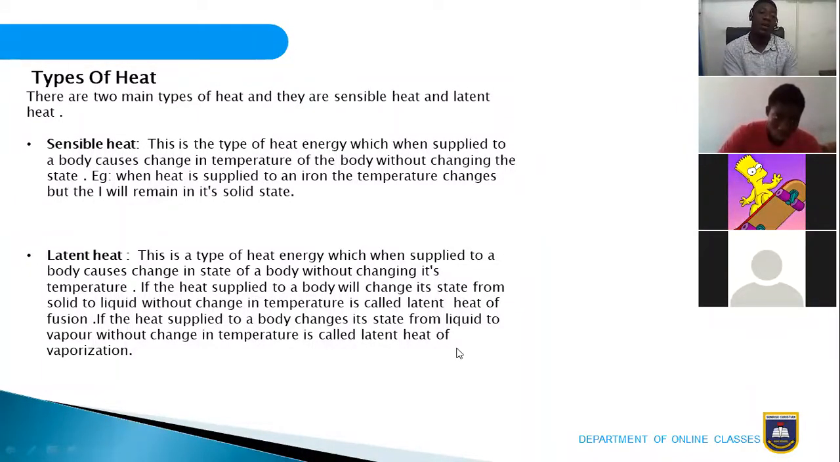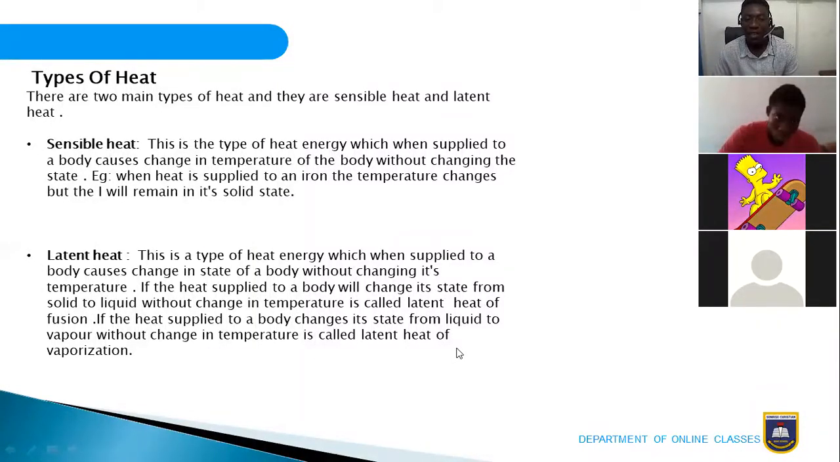So let me read over again. If the heat supplied to a body will change its state from solid to liquid without change in temperature, it's called latent heat of fusion. So if you apply heat to a substance and it changes its state from solid to liquid without a change in temperature, we call it latent heat of fusion.